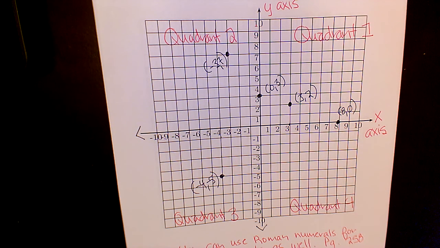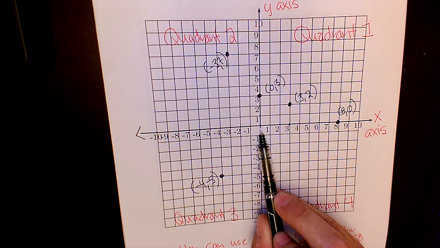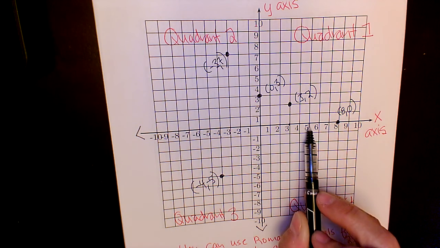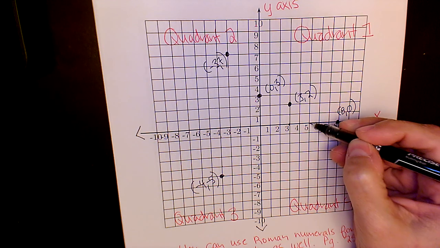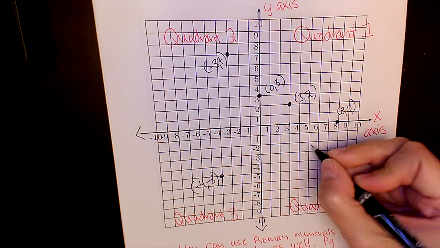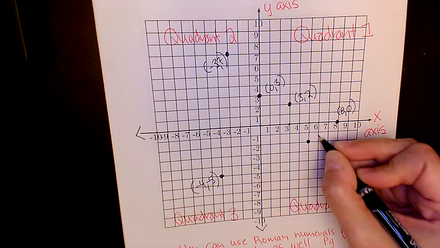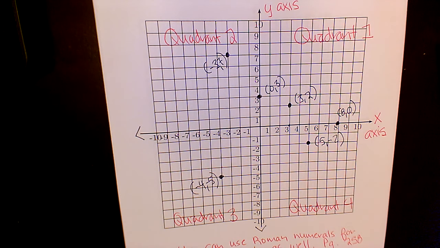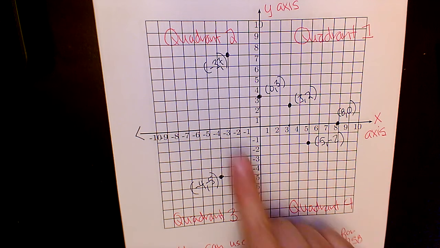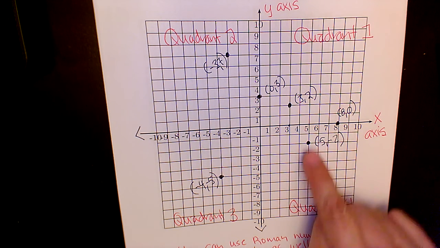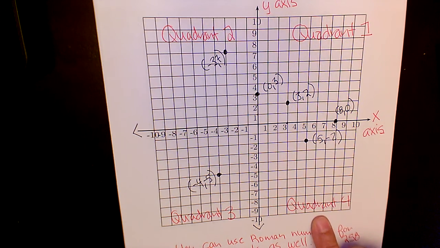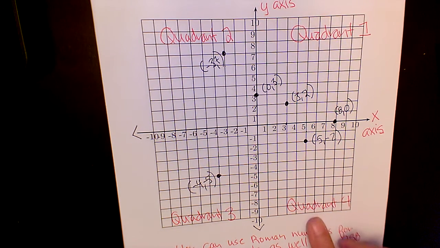And my last point is (5, -2). So I'm starting here, I'm going over 5 to the right, and I'm going down 2. So this is (5, -2). So I went over 5 positive and down 2 negative, and this is sitting in my quadrant 4.